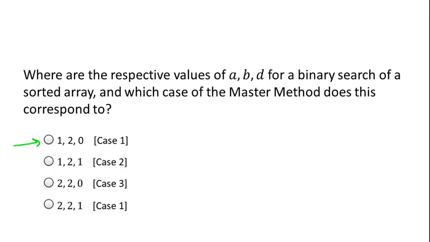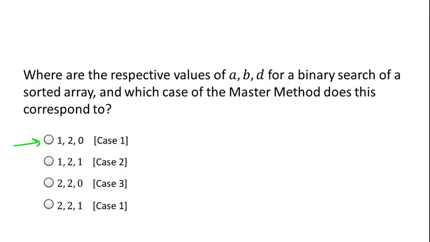Now, in any case, you recurse on half the array, so like in merge sort, the value of B equals 2. You recurse on a problem of half the size. And outside of the recursive call, the only thing you do is one comparison. You just determine whether the element you're looking for is bigger than or less than the middle element of the array that you recursed on. So that's constant time outside of the recursive call, giving us a value for d of 0.